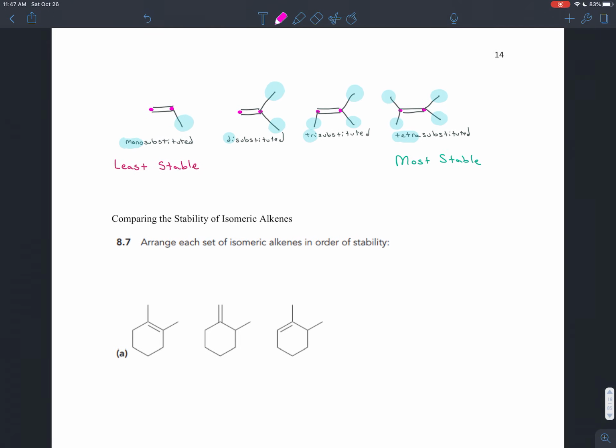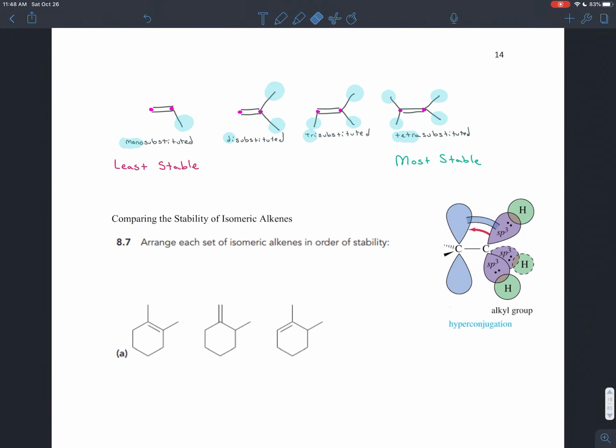Recall from a previous video on classifying alkenes that you can have 4 different types of alkenes: monosubstituted, disubstituted, trisubstituted, and tetrasubstituted. Those are based on the number of carbons that are attached to the carbons in the double bond. We talked about how the more carbons that are attached, so 1 mono, 2 di, 3 tri, 4 tetra, the more stable the alkene becomes.